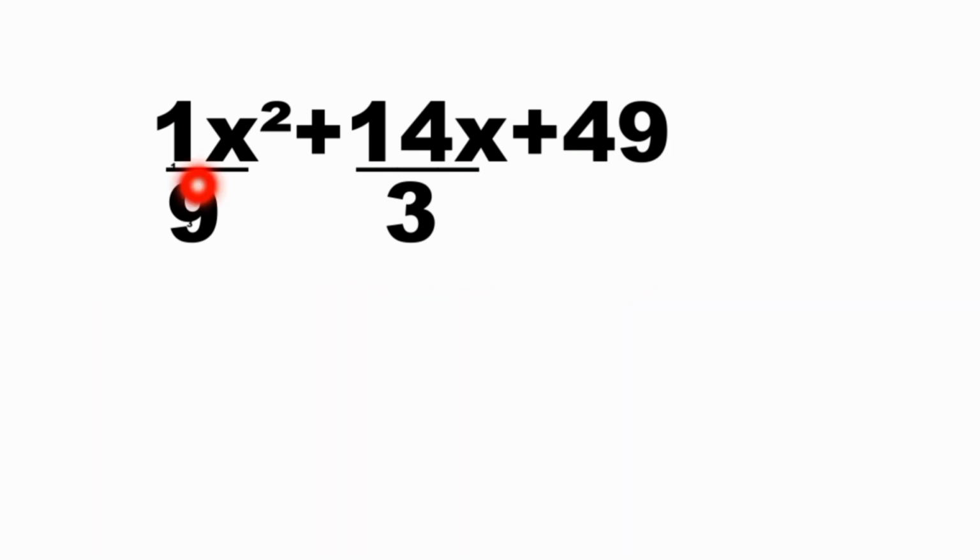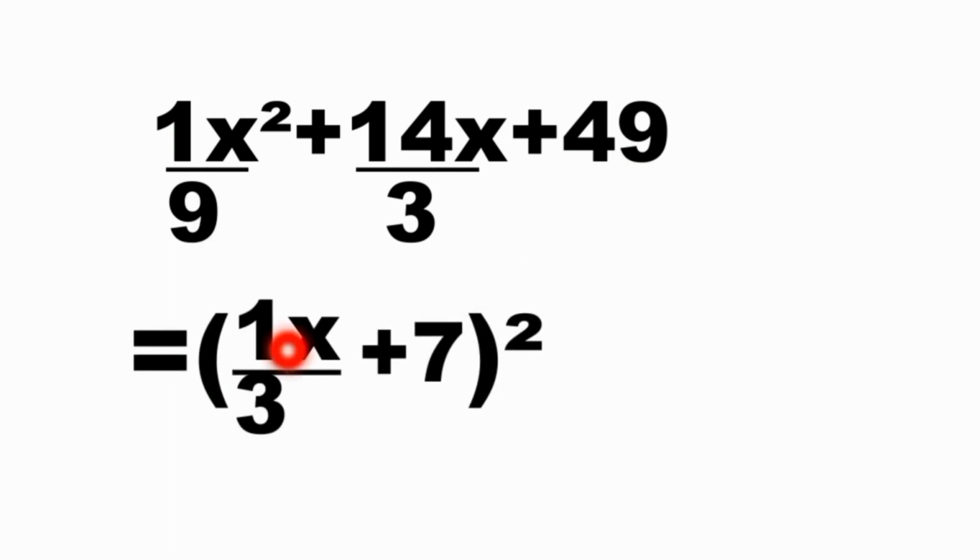So the factor of 1x squared over 9 plus 14x over 3 plus 49 is equal to the square root of 1x squared over 9, or 1x over 3. The square root of x squared is x, and then the square root of 49 is 7. So the answer is the quantity 1x over 3 plus 7, squared.